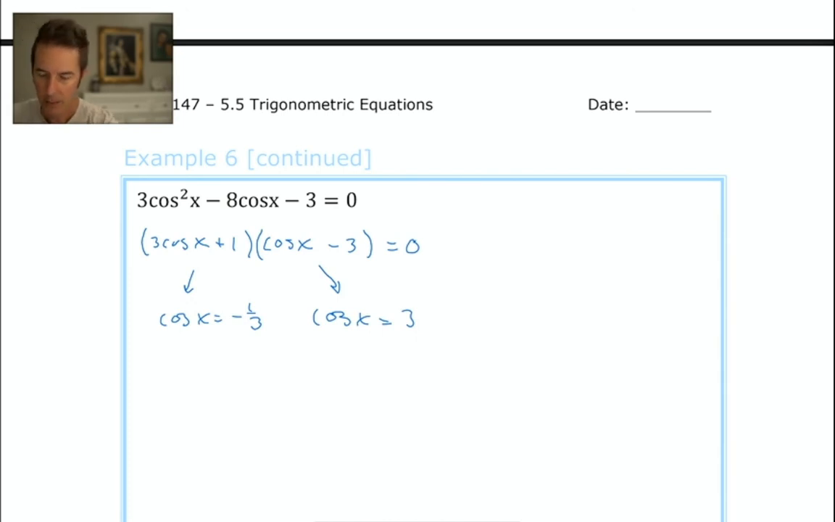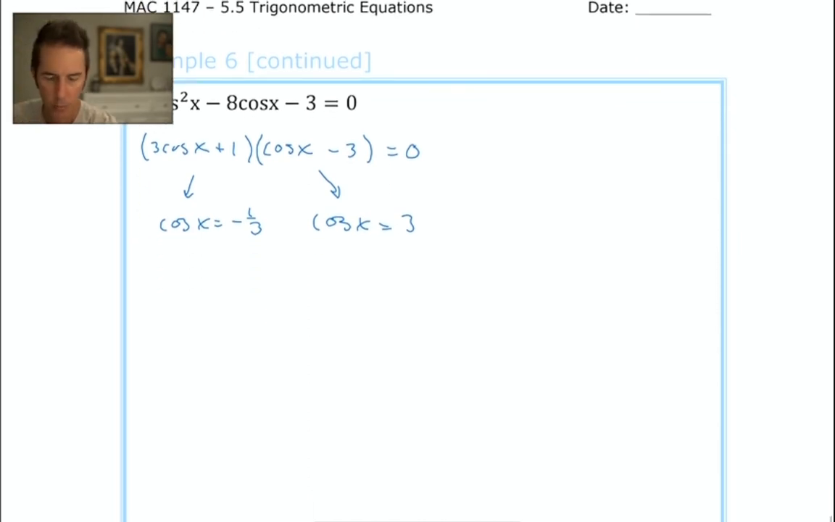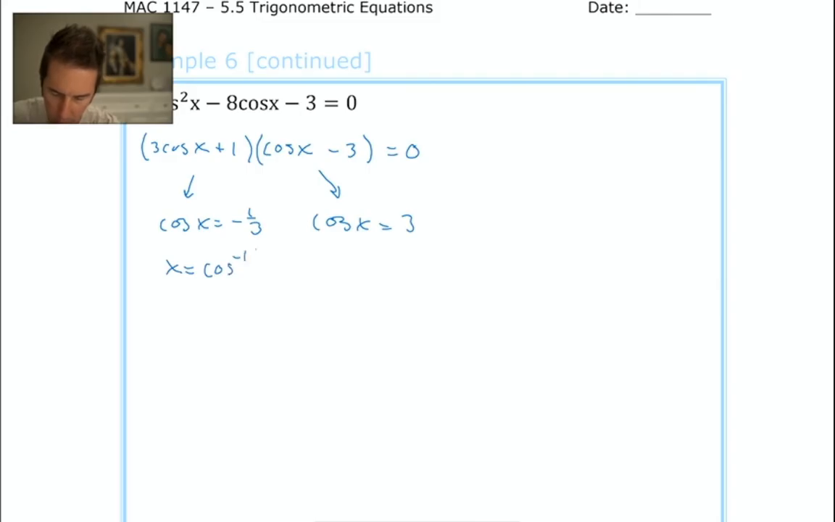And then, actually, that one's kind of fun. Where are we? 38, going on 39 minutes. That's all right. Let's do this one. So I'm going to take the inverse cosine of both sides. So let me write down that x is equal to cosine inverse of negative 1/3.